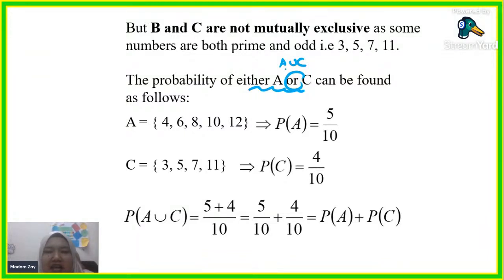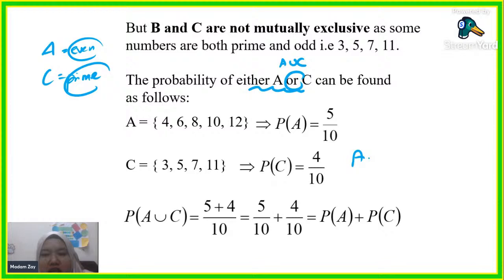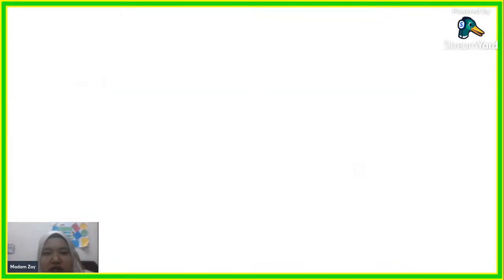Okay, why? Because for A union C, A is even, right? C is prime. So even and prime cannot happen together. That's why we don't have the probability of A intersect C. It's equal to 0. So actually it's the same as the original formula, but we subtract 0 probability because the intersection is not there. So we just add up the probabilities of A and C. So 5 over 10 plus 4 over 10 is equal to 9 over 10.